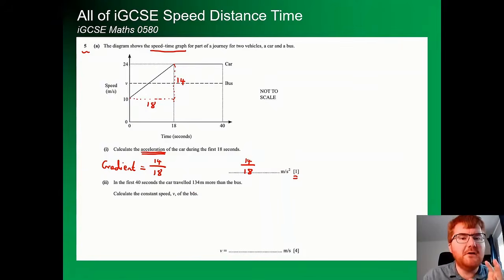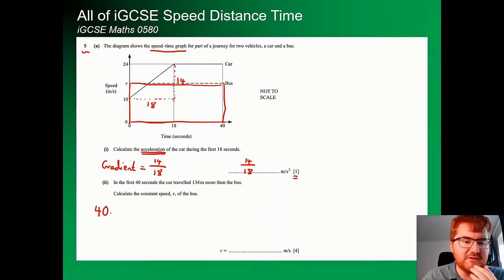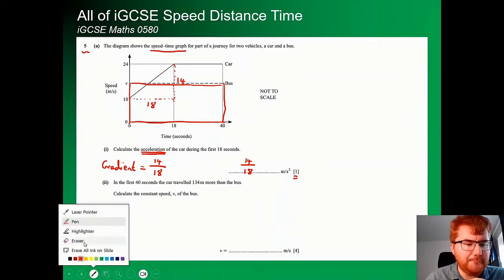So we're going to form an equation here where we want to equal the car distance to the bus distance. So first of all, how far did the bus go? Well, we just need to work out the area of this rectangle. So I just pop this in here. So what's an expression to represent this? Well, the bottom of this rectangle is 40. The height is equal to v. So the total distance travelled will be 40 times v. That gives you the area of that particular rectangle.